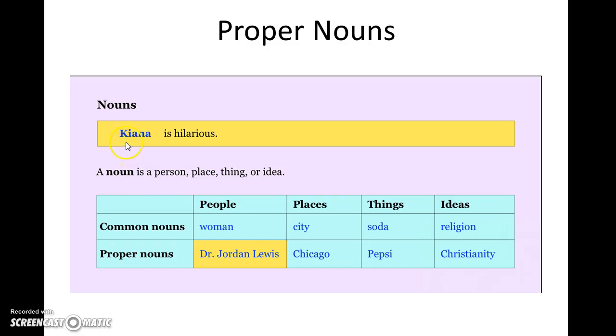So Kiana. Kiana is a name. It's a specific person. So it's the same category here as Dr. Jordan Lewis. All right.